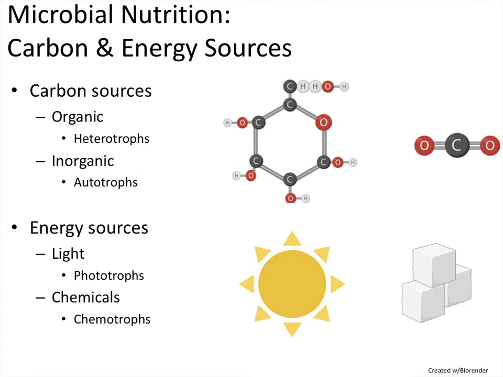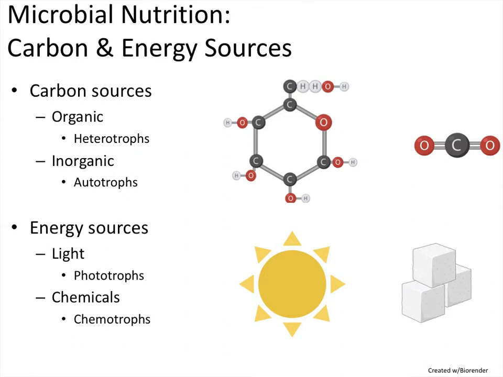So organisms that require their carbon to be in organic form are called heterotrophs. Organisms that require their carbon to be in inorganic form are called autotrophs. Heterotrophs are better at infecting humans and animals than autotrophs.